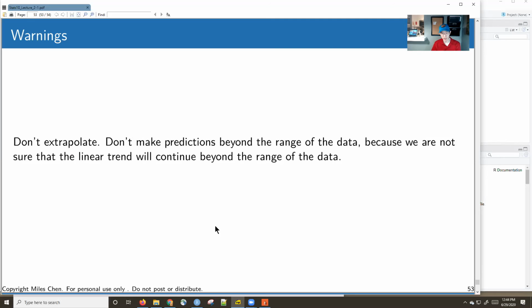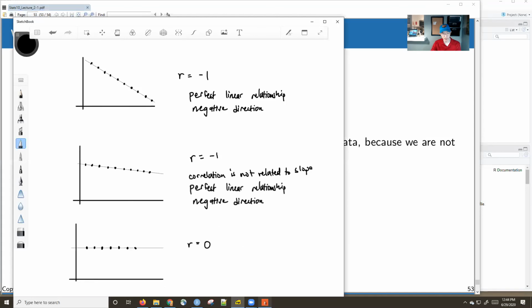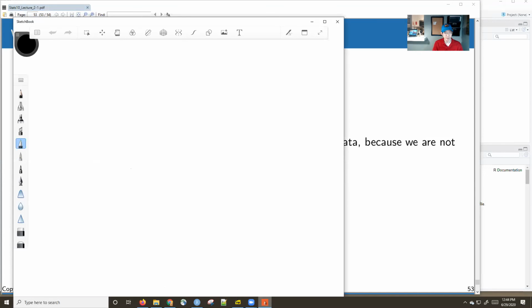Don't make predictions beyond the range of the data, because we're not sure that the linear trend will continue beyond the range of the data. And so here's a silly example. Imagine you are measuring the height of your child. Let's say from age 2 to age 10, you measure your child's height every single month or every single year, and they keep getting taller and taller and taller.